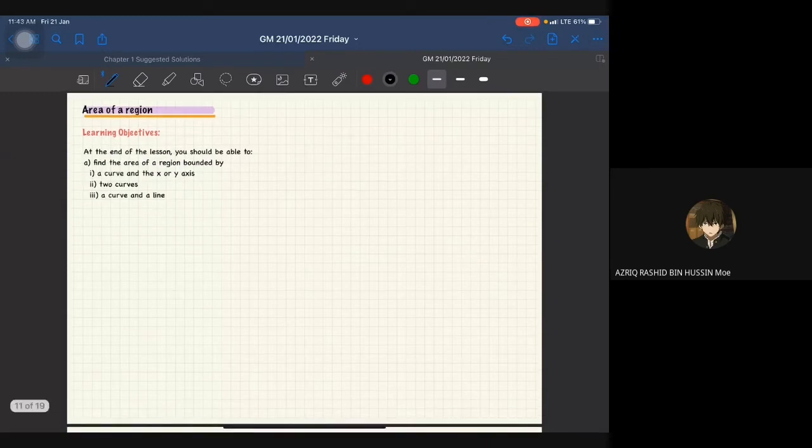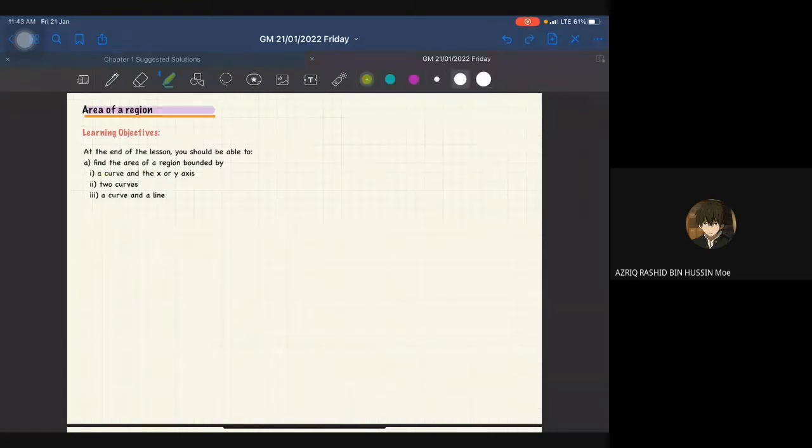Okay, alright. So jom. Okay, so area of a region. So at the end of the lesson, you should be able to find the area of a region bounded by. So we have 3 cases. Okay, so the first one, case kita adalah a curve and the x or y axis. So this is the first case. Ni adalah case yang pertama. Okay, so kita ada satu curve and then dia bounded by x axis ataupun y axis.